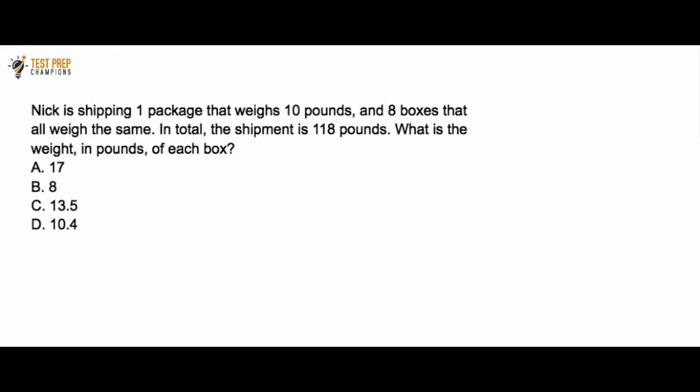Alright, thank you for sticking with me so far into the video. So basically here what we need to do is write an equation. It tells us that he's got one package that weighs 10 pounds and 8 boxes. But we don't know how much each box weighs, right? That's what we need to find. But we know that there's 8 of them. So let's say 8 times B, where B represents the weight of just one box. Since all boxes weigh the same, if we find what that weight is and multiply it by 8, it tells us the weight of 8 boxes. We add that to the weight of the package, and that will add up to be 118, because it tells us in total the shipment is 118 pounds.